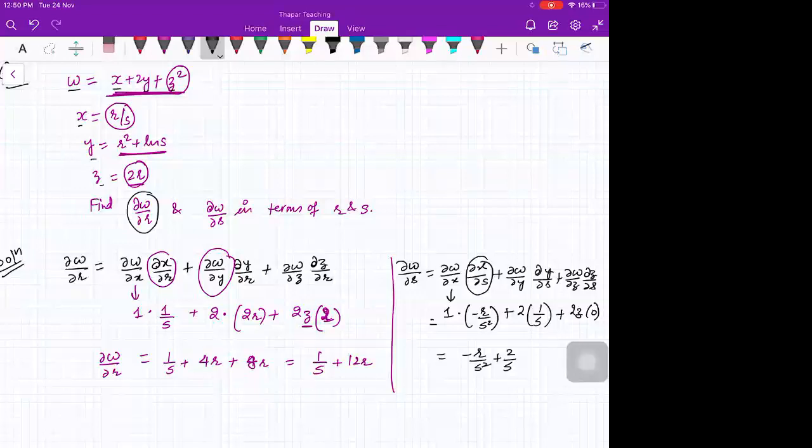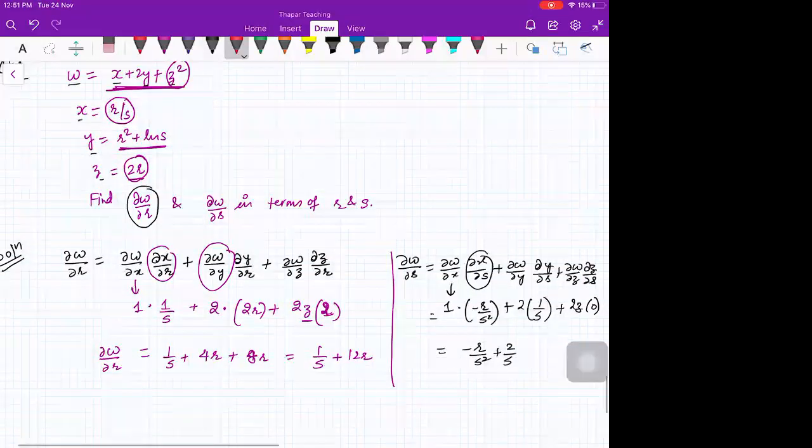Is that okay? You have similar problems in tutorial 5 also, there is one problem from chain rule. But from tutorial 6, most questions are from chain rule. Let us do one more problem. We still have time.